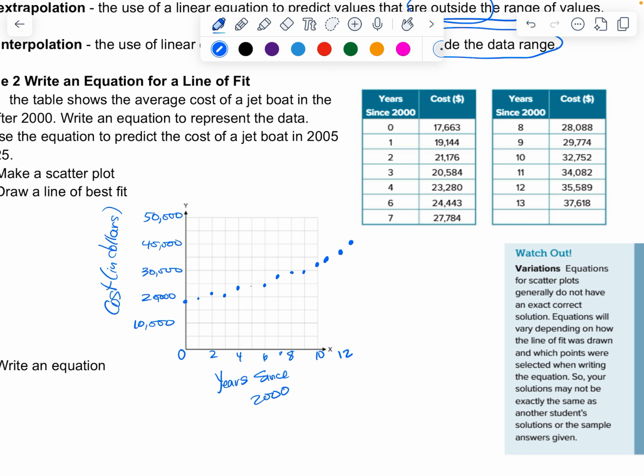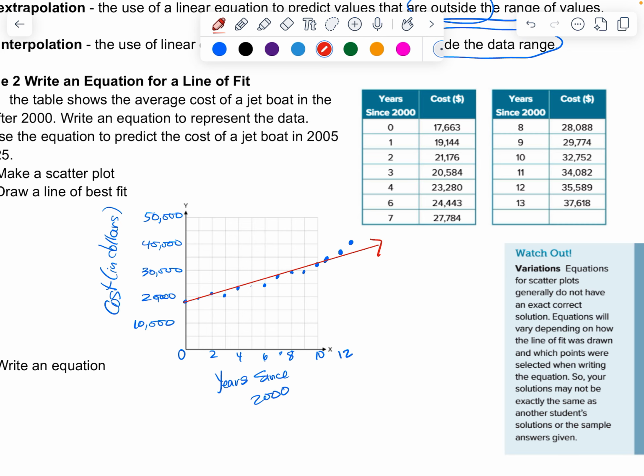So I have a y-intercept, so I'm going to go ahead and use that y-intercept. I'm going to start here, and I'm just going to go up like so. So, looks about like that. Okay. Now, is it perfect? No, it's not perfect.